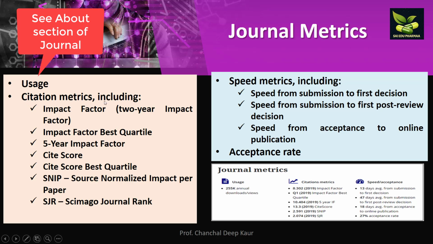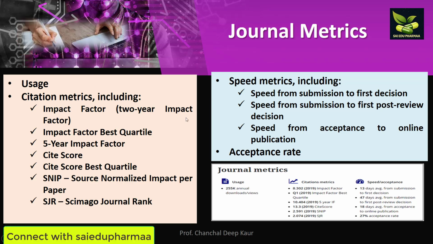Then in citation metrics you have to see impact factor, that is 2-year impact factor, then impact factor best quartile, then 5-year impact factor, CiteScore best quartile, then SNIP, that is source normalized impact per paper, then SCImago Journal Rank, which is SJR.